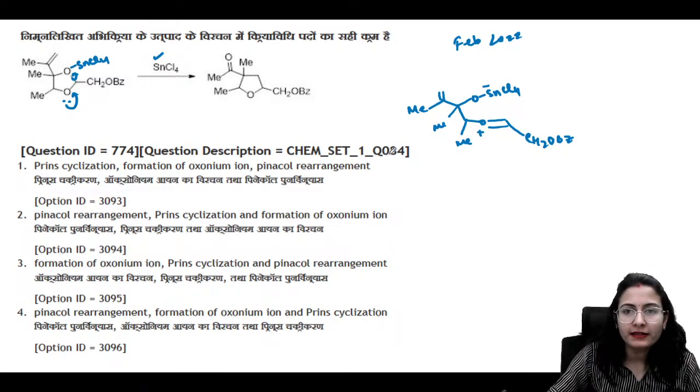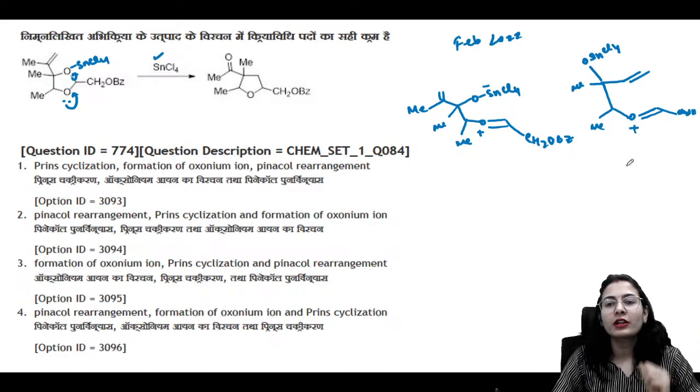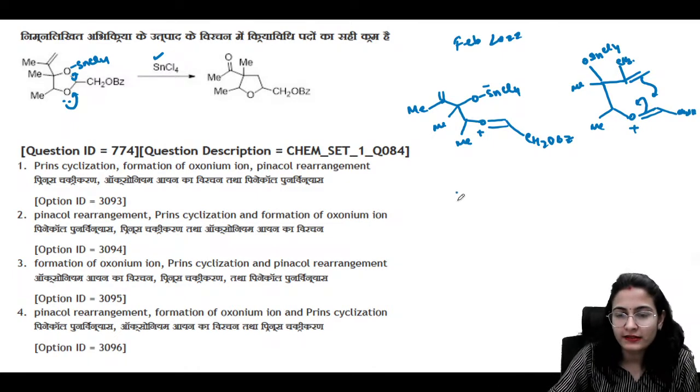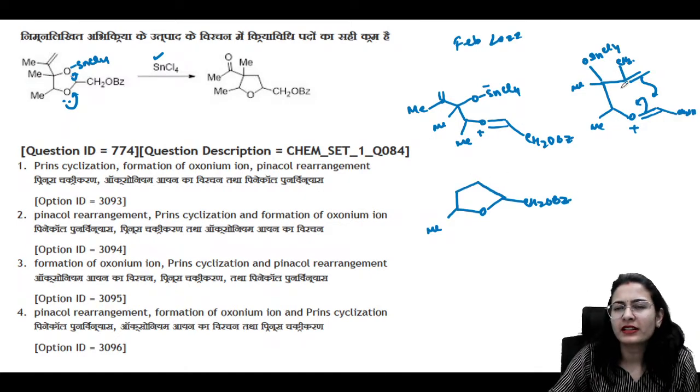So what is going to happen next? I will have to write this oxygen over here, let's say. This oxygen has got a positive charge. And one more methyl over here onto this carbon. So there is a possibility that this double bond is going to attack over here and cause cyclization. That is similar to Prins reaction. If that happens, we are going to get a 5-member ring in this way.